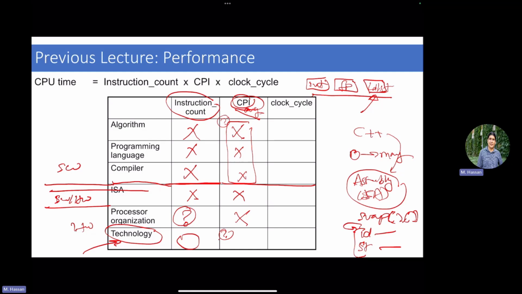Processor organization. Whether I put in a function unit or not? Again, what do you mean by processor organization? You have multiple types of function units, ALUs, floating point accelerators, load store units, and then how do you connect them together, register files, and how you connect them? Does this impact how fast you can run your machine?